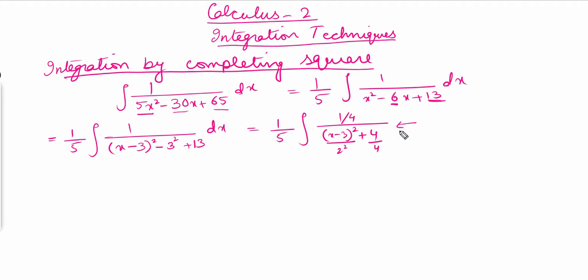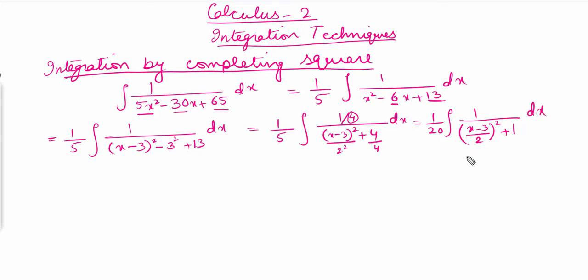This 4 will get cancelled, and in the next step this 4 will come outside, and this 5 will be multiplied with this 4, and it will become 1 over 20 integration of 1 over, now it will be x minus 3 over, now this 2 square will go inside the bracket and it will become x minus 3 over 2 whole square plus 4 over 4 is 1, dx.